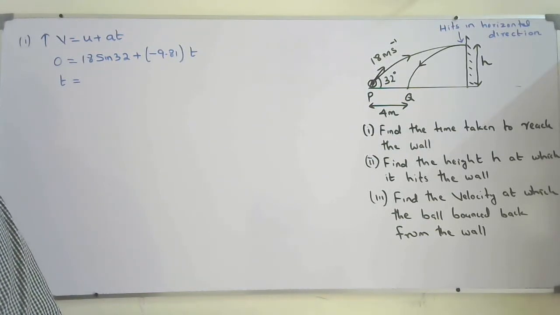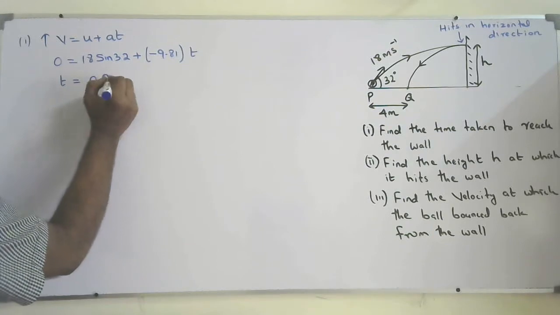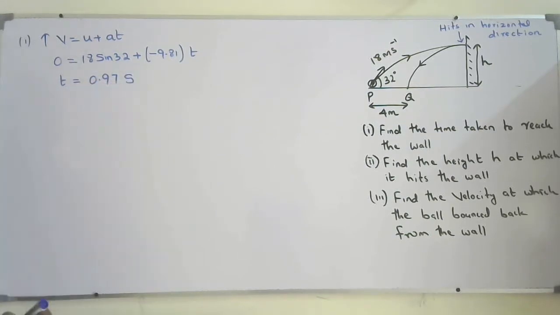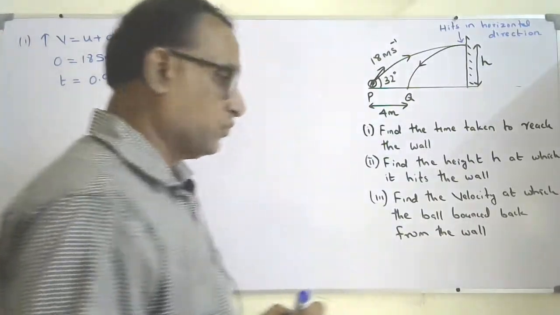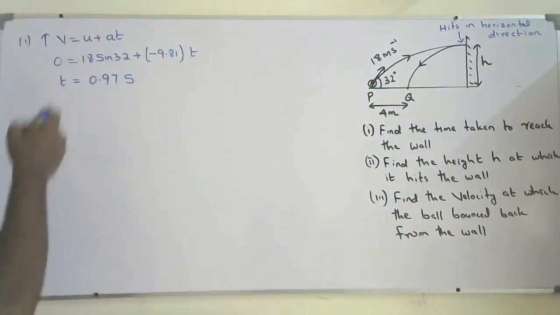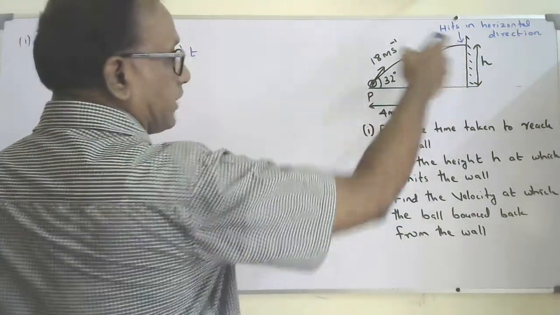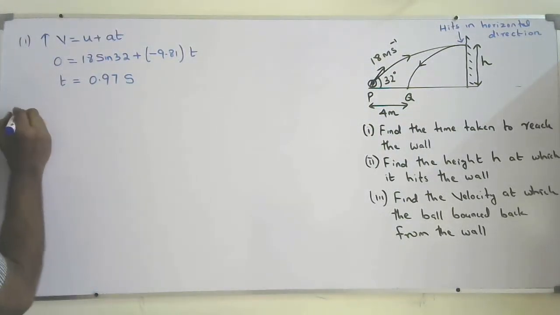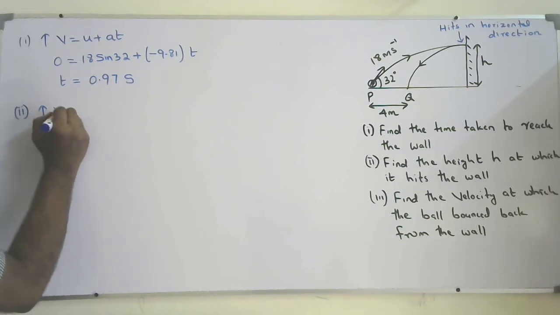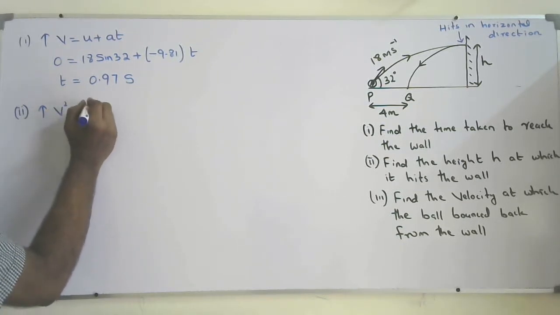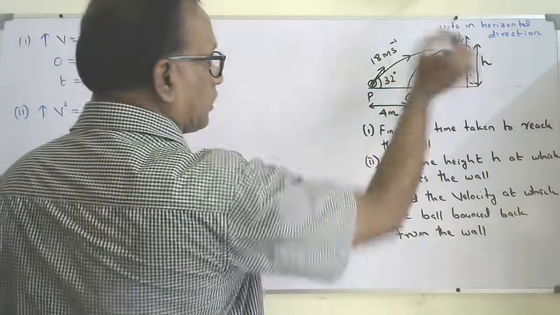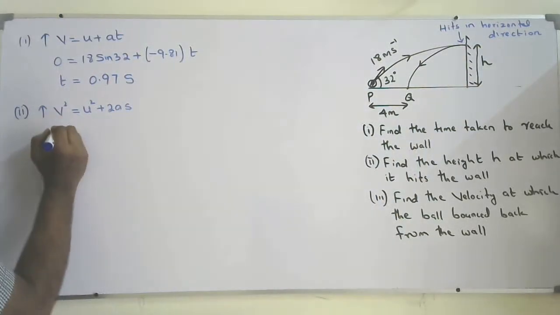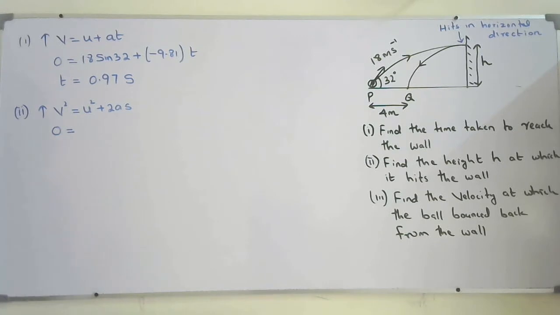So that will be 0.97 seconds. Right. Find the height h at which the ball hits the wall. So there also I know the vertical component of velocity when it is hitting the wall is 0. So second part, I can use v squared equal u squared plus 2as for the motion from P to the wall. So the vertical component hitting the wall is 0.